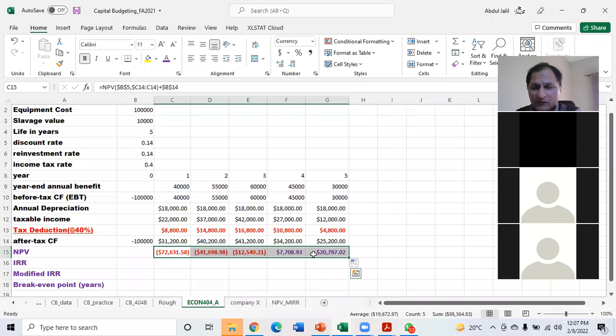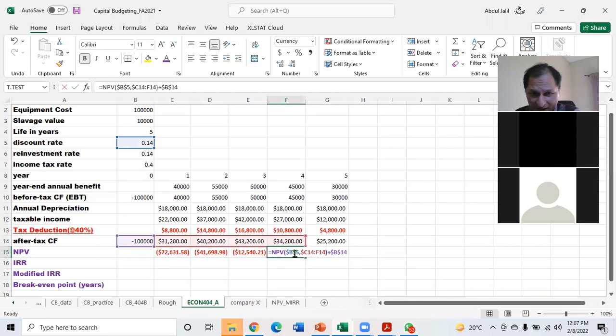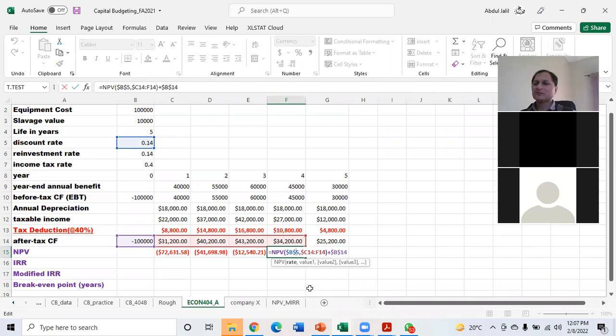If your project, due to some reason, you have to wind up in the 4th year, then this will be your NPV. If you have to wind up your project in the 3rd year, this would be your NPV. Clear? So these are your NPVs, these are accumulated values. I'm just going to click any value randomly, and what you will observe in the formula is that it has incorporated all previous cash flows, right? So every formula is accumulated, right? The formula is accumulating your cash flow. It's not the cash flow for every specific time period.